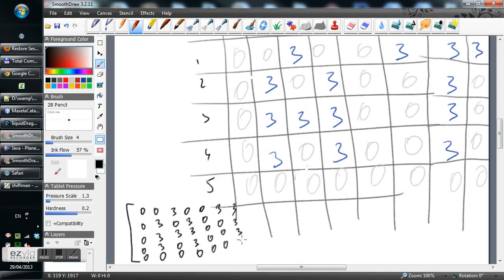3, 0, 3, 0, 0, 0, 3, 3, 3, 0, and then it goes 0, 0, 0, 0, 0, and then it goes 3, 0, 0, 0, that's 3, 3, 3, 3, 3, 3, 0, 0, 0, and that's the end of the matrix.